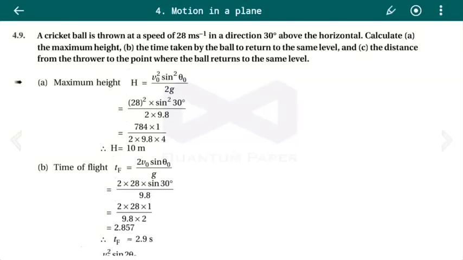In this video we are going to discuss some of the numericals of chapter number 4, motion in a plane. A cricket ball is thrown at a speed of 28 meter per second in a direction 30 degree above the horizontal. Calculate the maximum height, the time taken by the ball to return to the same level, and the distance from the thrower to the point where the ball returns to the same level.